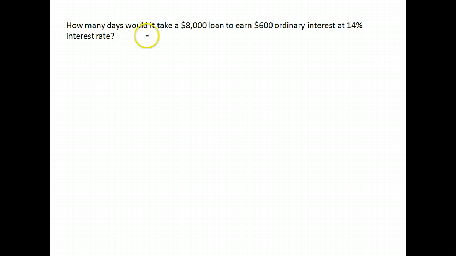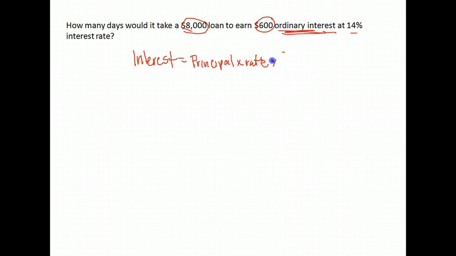All right, next warm-up question. In how many days does it take an $8,000 loan to earn $600 ordinary interest at 14% interest rate? So again, we're going to use our interest formula, that the interest earned is equal to the principal, that's the amount you are investing, times your rate, times, and notice this one is different than our last question because it is ordinary interest instead of exact. And what changes there is you take the number of days divided by 360 instead of 365. 365 is for exact, 360 is for ordinary.